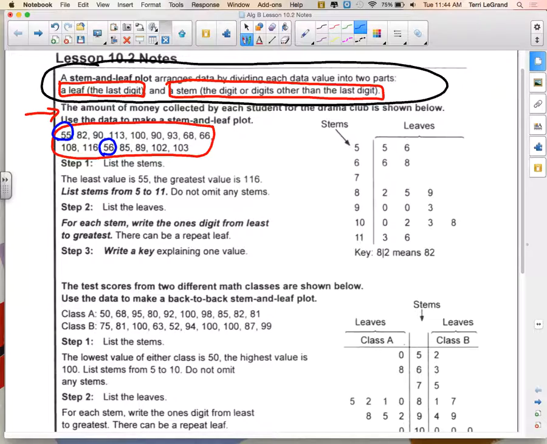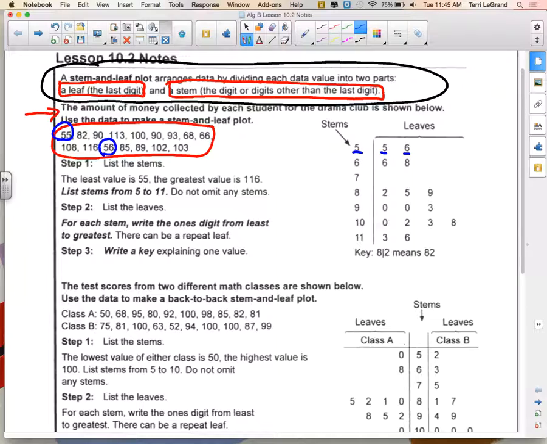Are there any others that collected a dollar amount in the 50s? Between $50 up to $59? No, there's just those two, right? And notice, this 5 right here is representing the other digit of 55 and the other digit of 56, and here are the last digits of those two.